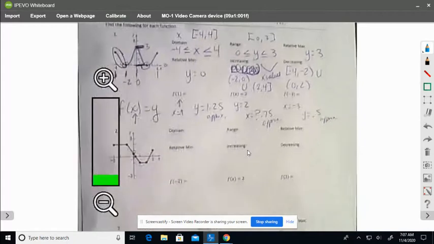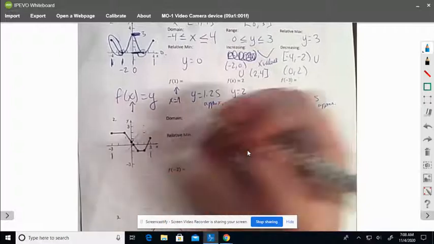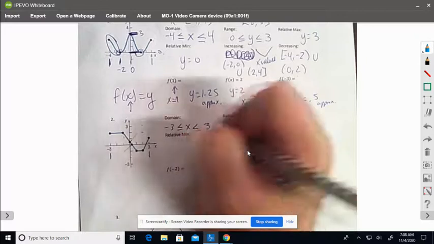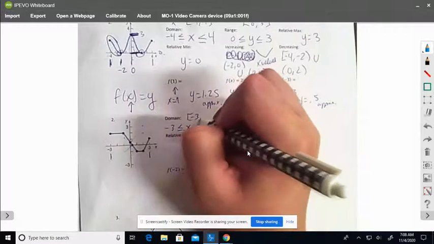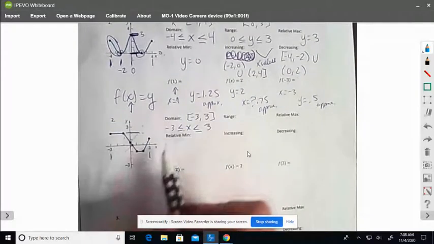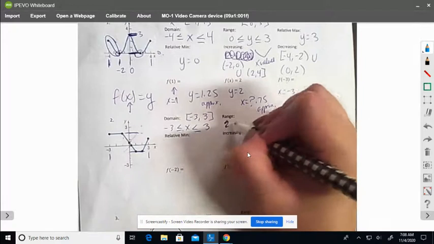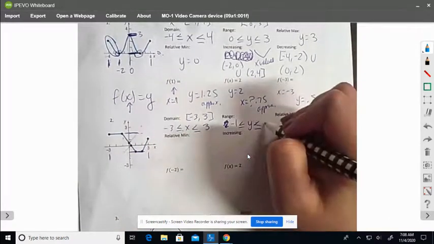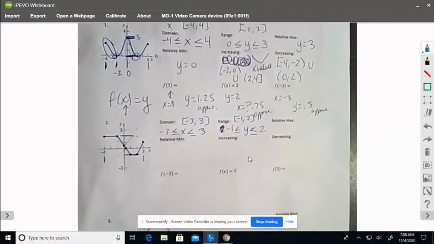All right, let's do one more problem here. My domain here goes from -3 to 3. My x values go from -3 to 3. They're both closed circles, so I can put those underlines. I could also write that like this. My range is going from 2 to -1. I'm always going to put the smaller number on the left side. I could also write that as -1, 2 with brackets.